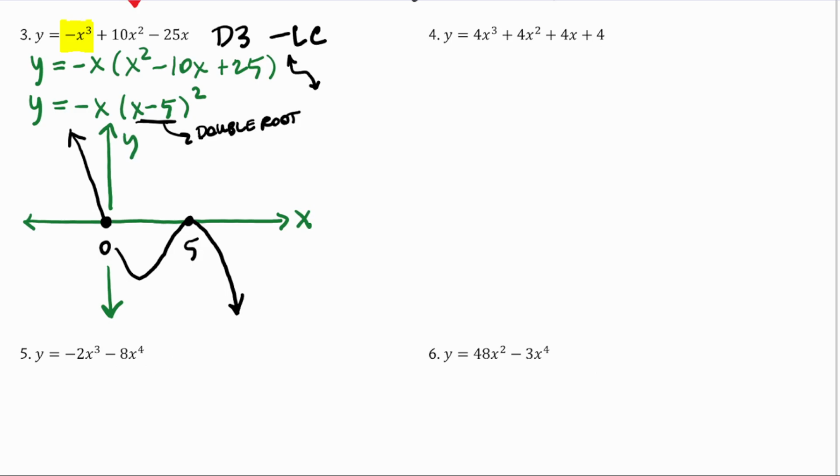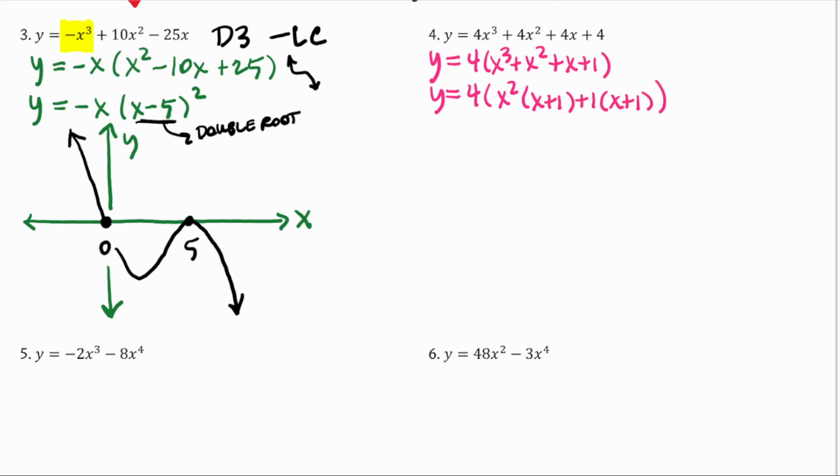Number 4. This one, I could see we're going to factor out a 4. I'm definitely receiving that message, so I'm going to do that. 4 times x to the 3 plus x to the 2 plus x plus 1. Okay, 4 things together, that must be group and factor. So I'm going to factor out an x squared out of the first 2 terms. And then I don't see anything to factor, so I'll factor out a 1. So I can be left with that x plus 1 on both sides.